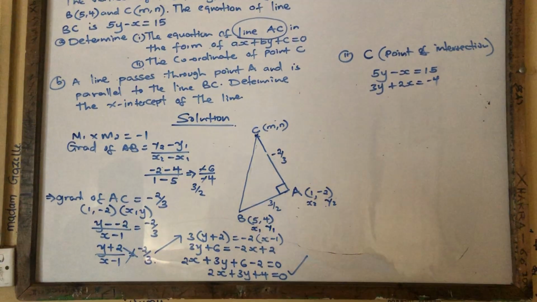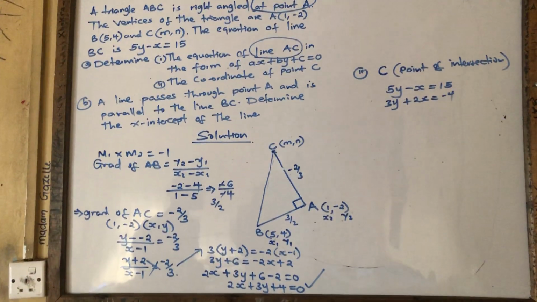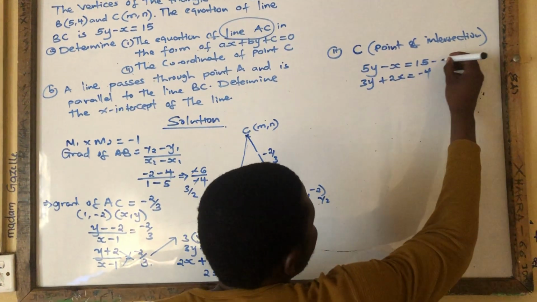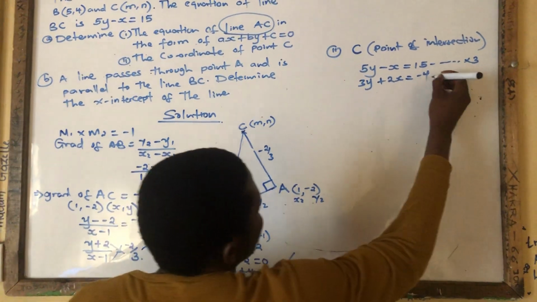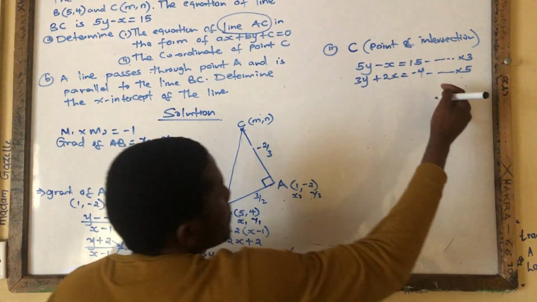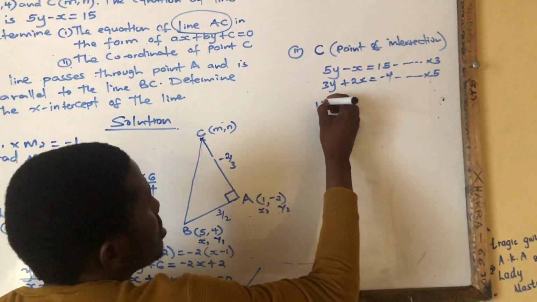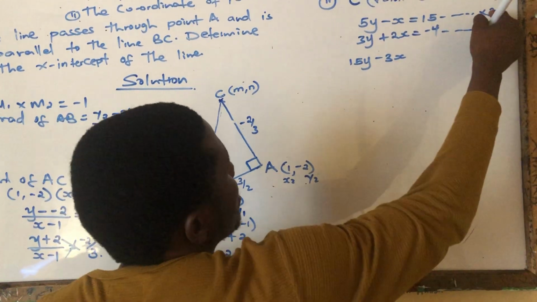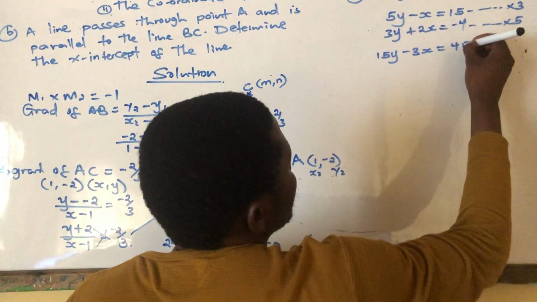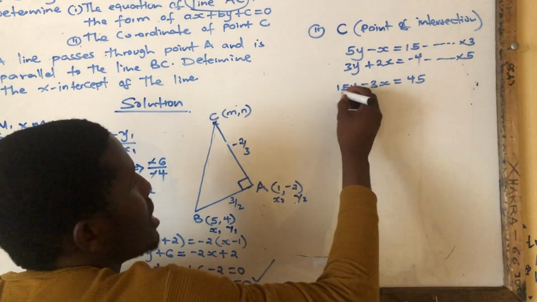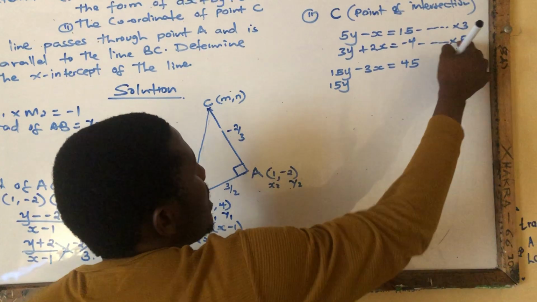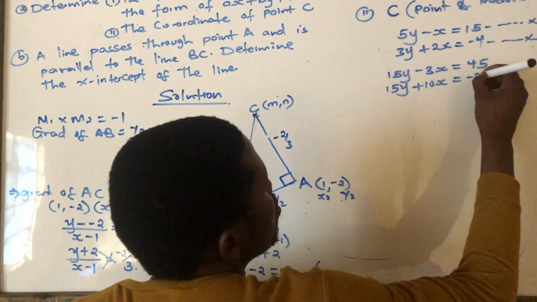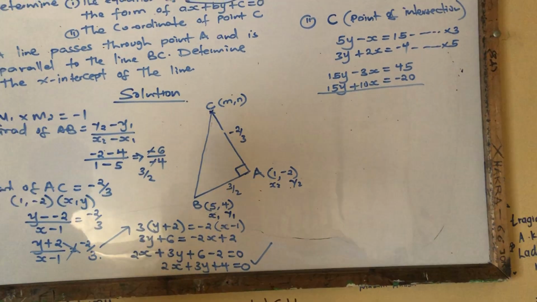What then will you do? The two equations will be solved simultaneously. How? Take this equation, multiply by 3, and this other one, multiply by 5. 3 times 5y should give us 15y. 3 times x should give us 3x. And 3 times 15 should give us 45. 5 times 3y should give me 15y. 5 times 2x should give us 10x. And 5 times negative 4 should give us negative 20.